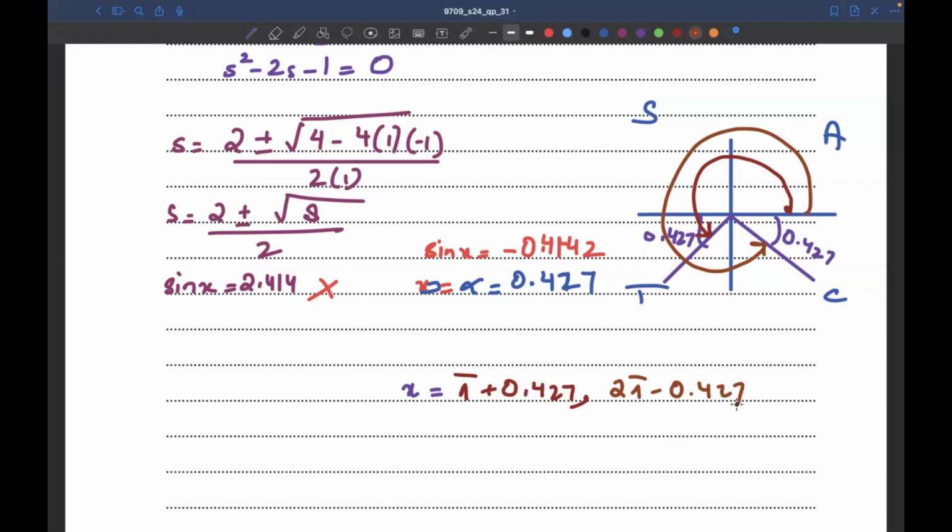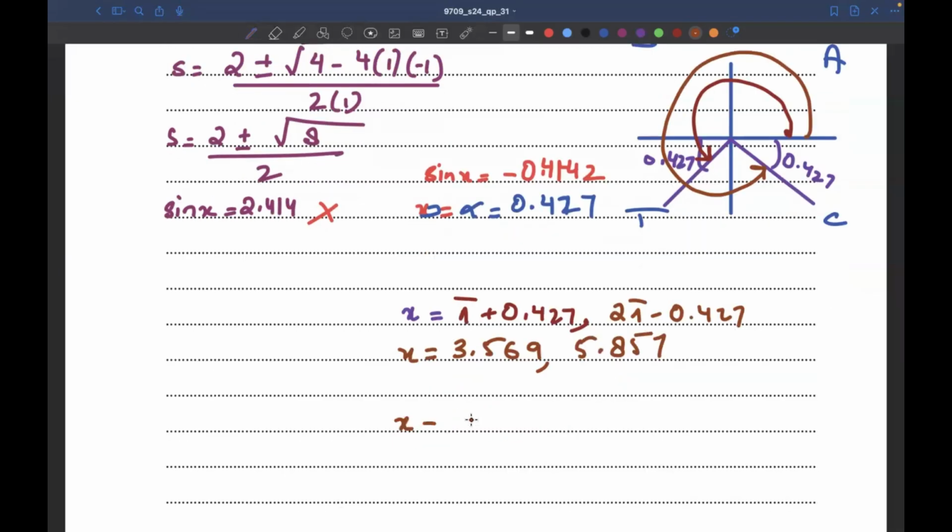So pi plus 0.427 is equal to 3.569. And the other value will be 2 pi minus 0.427, that is 5.857. Now, as we have to give our answer to three significant figures, we can give our final answers as 3.57 and the other answer is 5.86.